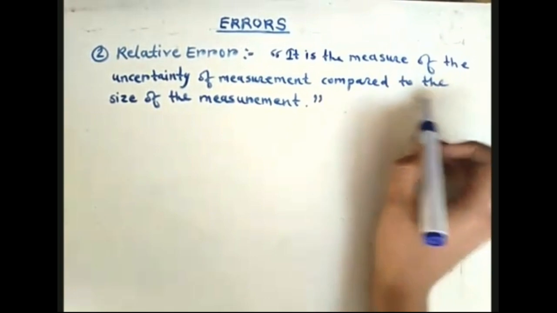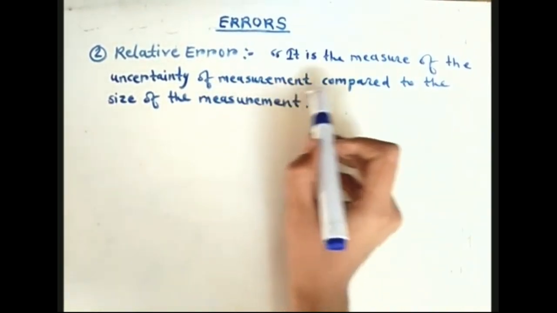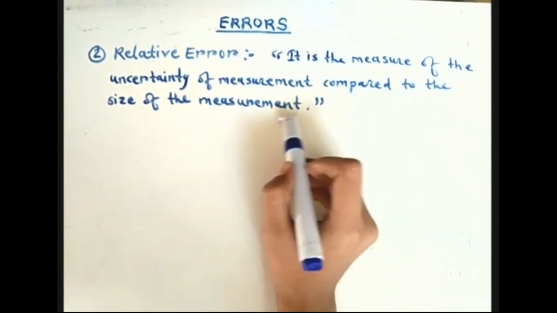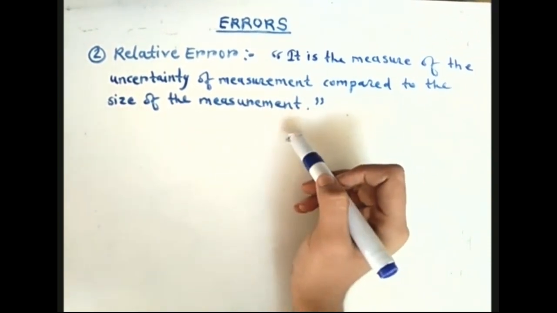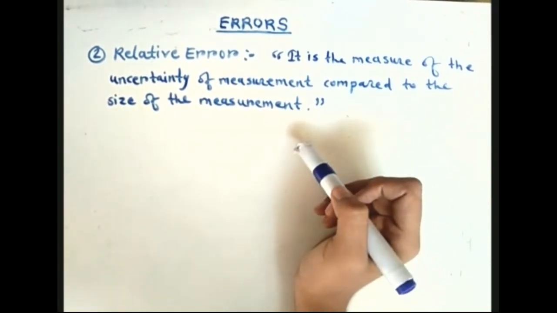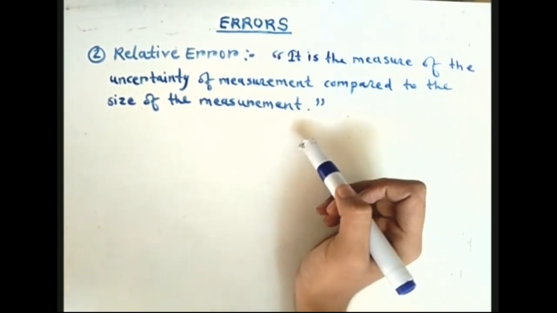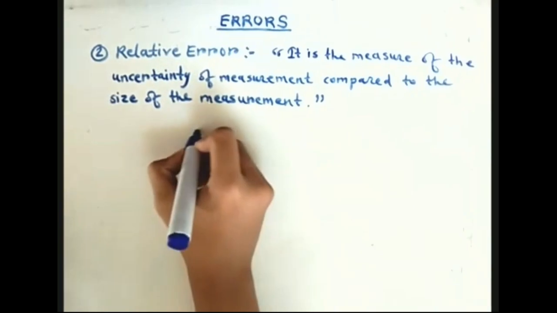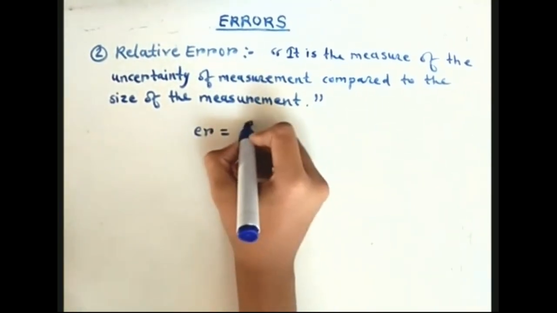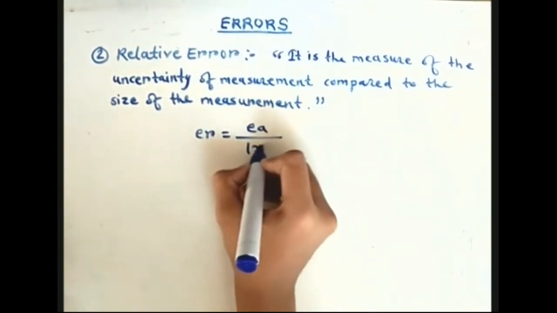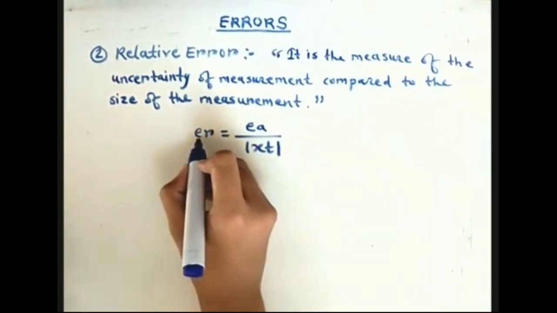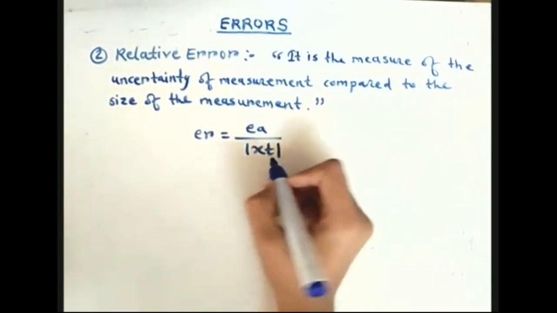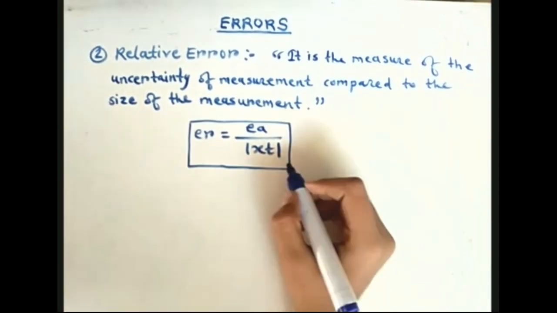It is the measure of the uncertainty of measurement compared to the size of the measurement. It is used to put error into perspective. It is also known as approximate error or normalized error. It is calculated by the formula ER equals EA upon mod of XT, where ER is the relative error, EA is the absolute error and XT is the true value.